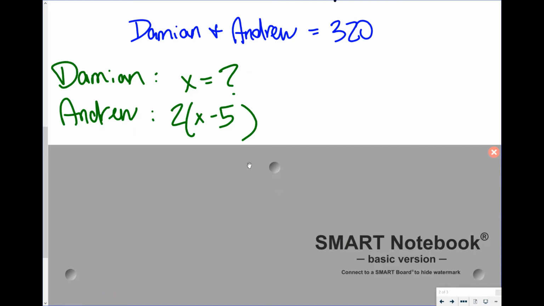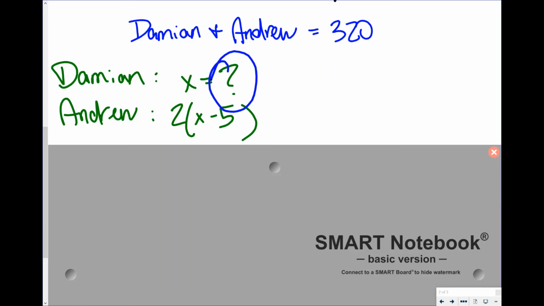Where in the world did I get the 2 from? Go back and read the problem. Andrew's score is twice. Twice means what? 2 times. So 2 times the difference of my score and 5. So x minus 5. Okay? So we need to find out what is my score. What is it?